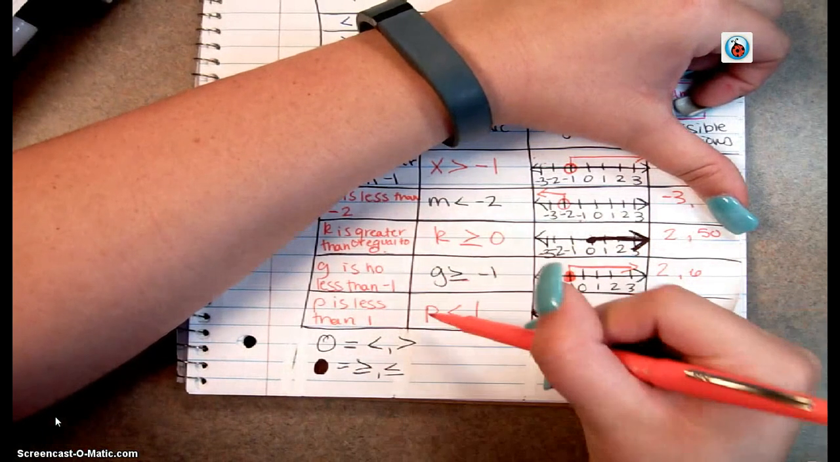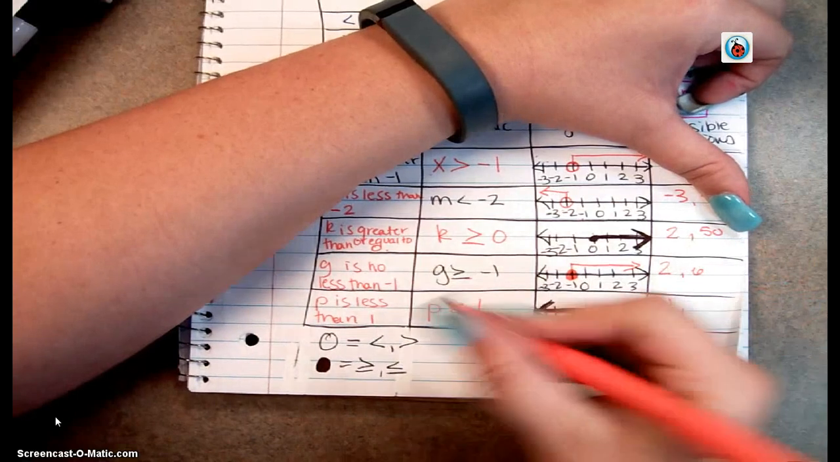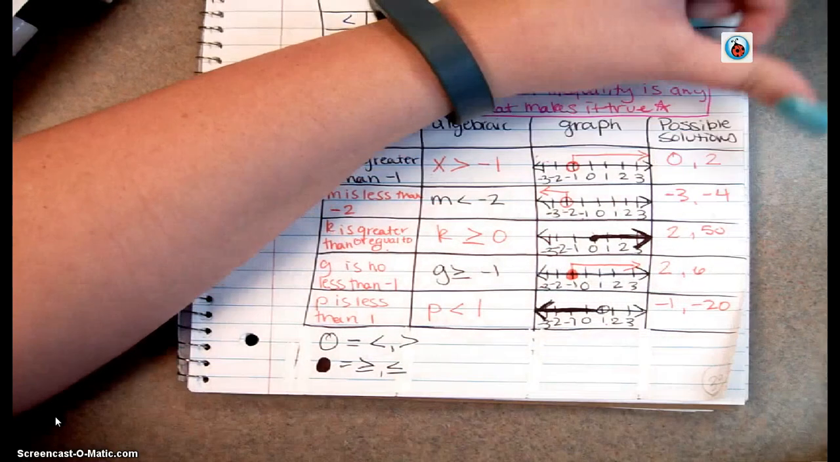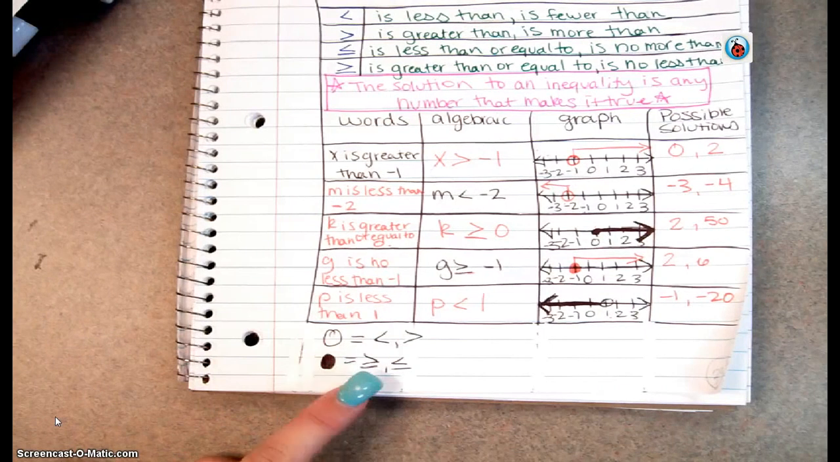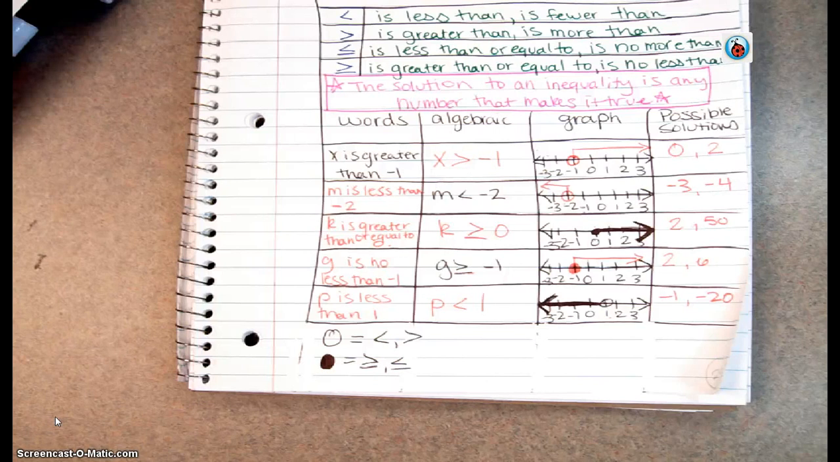So negative 1. Is negative 1 less than 1? Yes. Is negative 20 less than 1? Yes. Okay, just remember that it's an open circle if it's not equal to, and it's a closed circle if it is equal to. Okay, thank you for taking your notes.